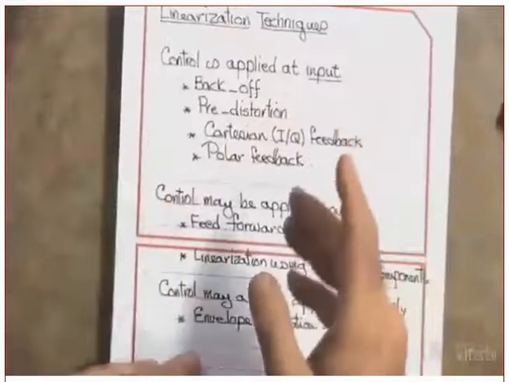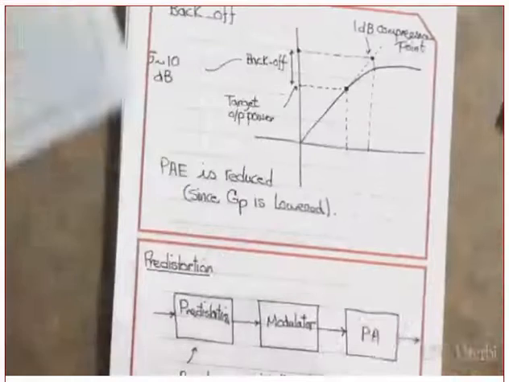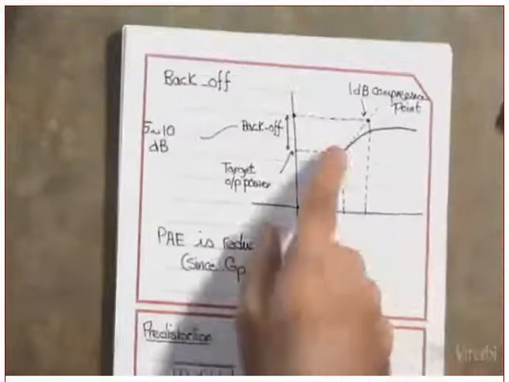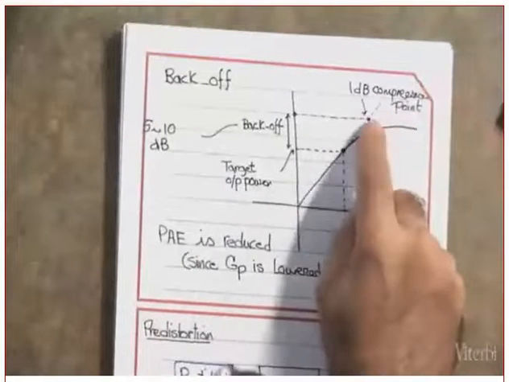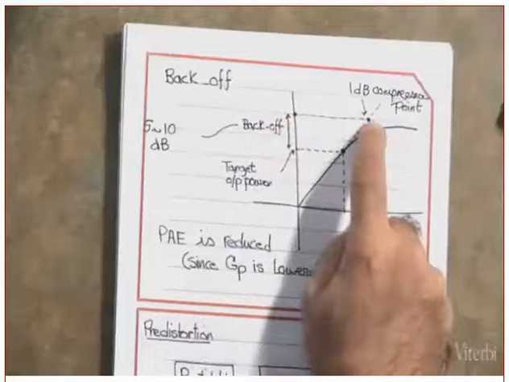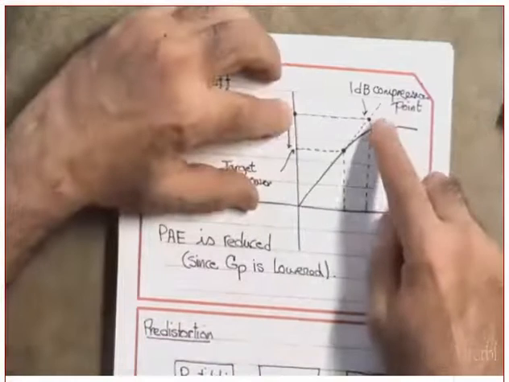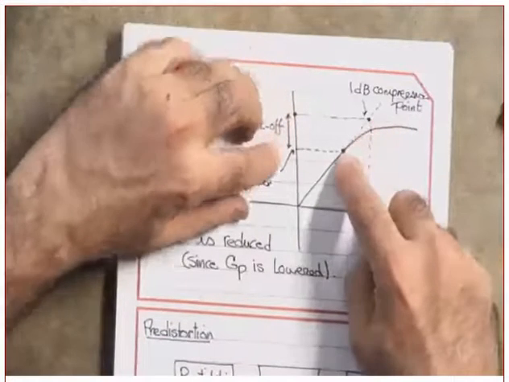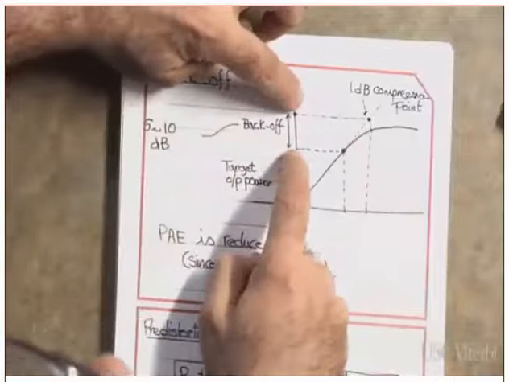Let's start with the simplest one of them all, which is the back off. We already know that. What is the back off here? That's the amplifier. It is nonlinear at this point, where we reach the 1 dB compression point. I want it to be linear, so I need to back off all the way to this point. From here to here, this is the back off.